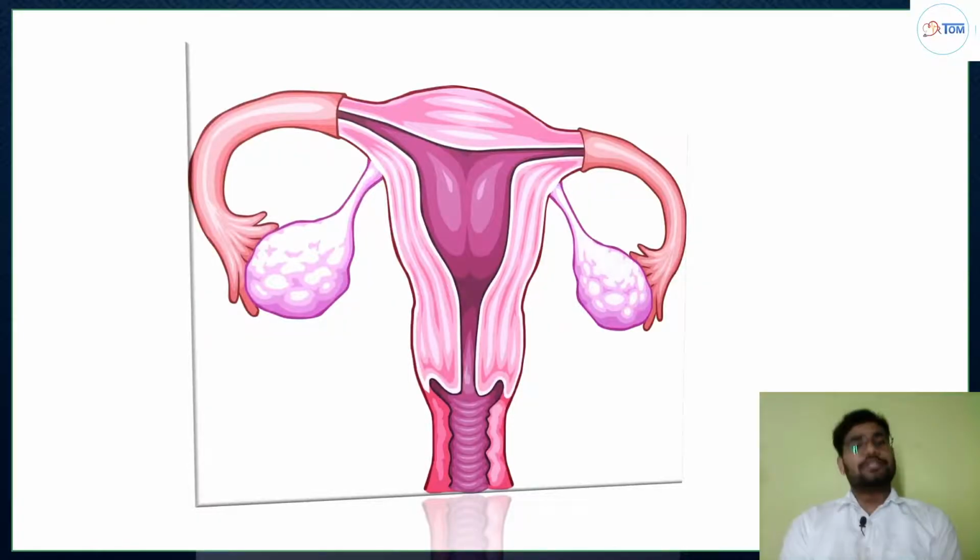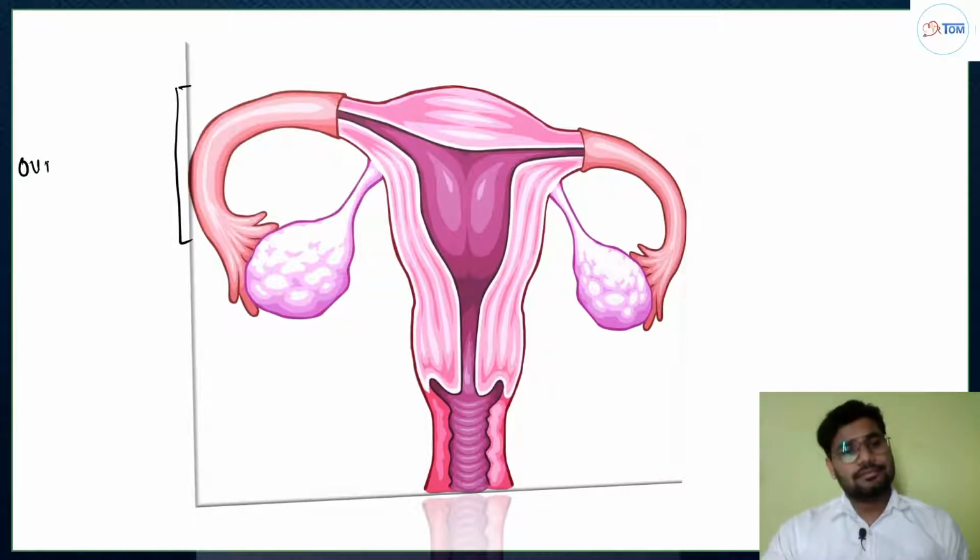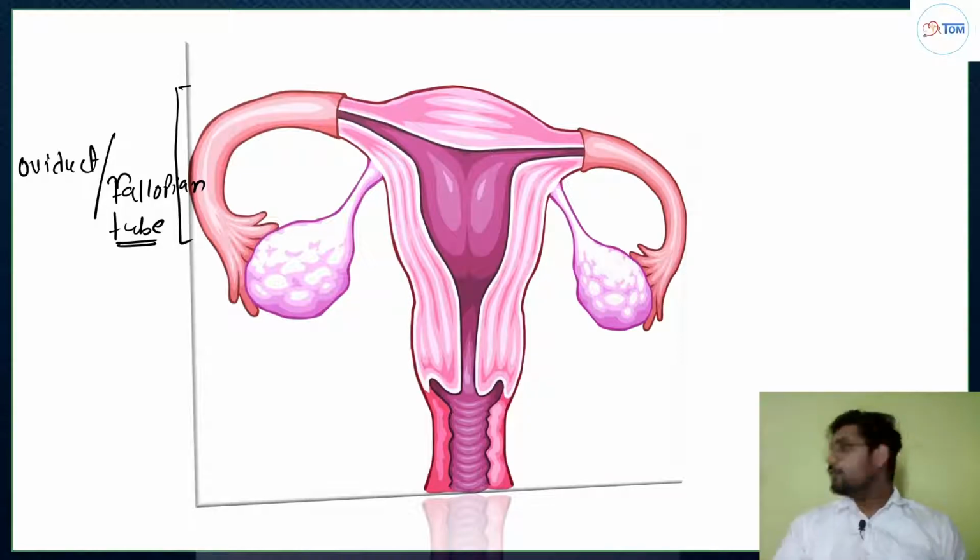So this is the picture. You can see that is a representation of the female reproductive system. So let us now label the different parts and let us talk about each and every part. So let us start with the fallopian tube. So this entire, let me write it here, is called as oviduct or fallopian tube. So this entire is called as oviduct or fallopian tube.